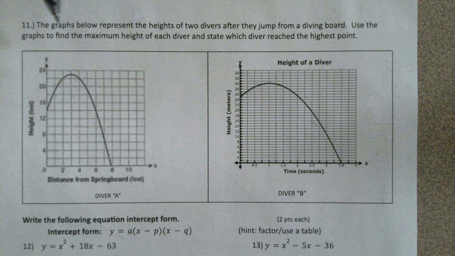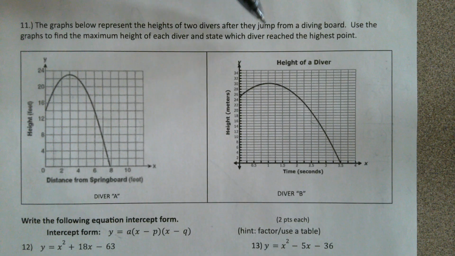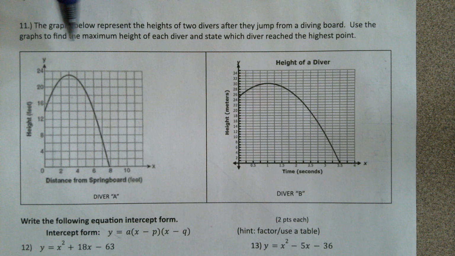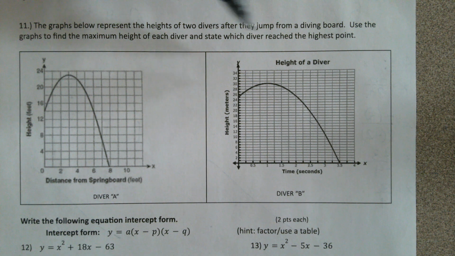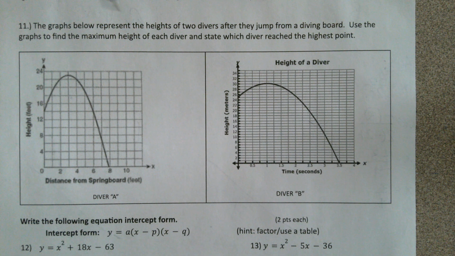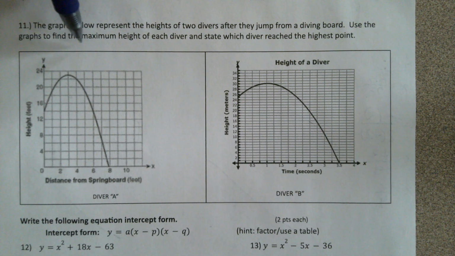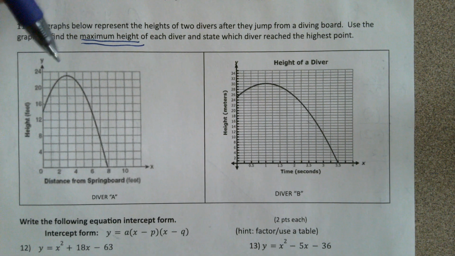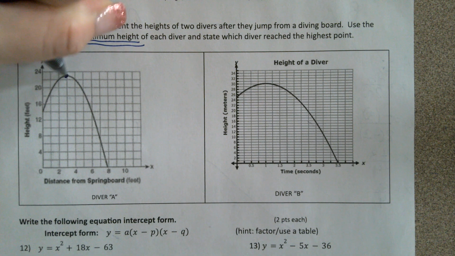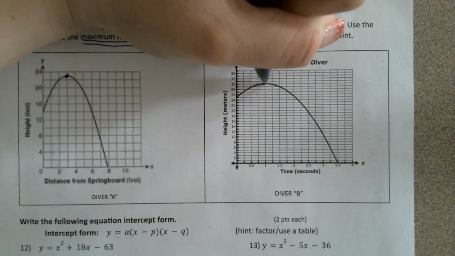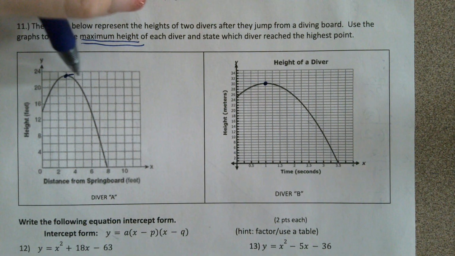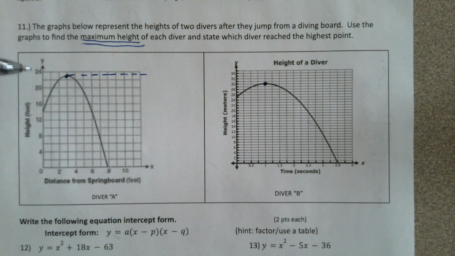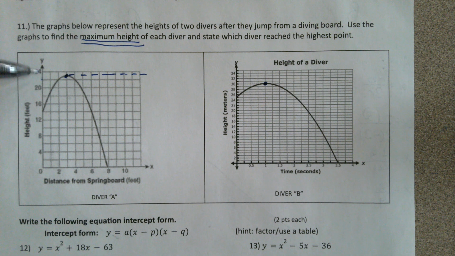11. The graphs below represent the heights of 2 divers after they jump from a diving board. Use the graphs to find the maximum height of each diver and state which diver reached the highest point. So we're just going to read the graph. Height is always on the y-axis, which makes sense. It's a vertical thing. And then we want the highest point, so identify it. Yeah, this one's a little harder to read. On the left graph, we've got 20, and since this is 24, this has got to be 22 right here. Since we're in between 22 and 24, I'm going to call this 23.